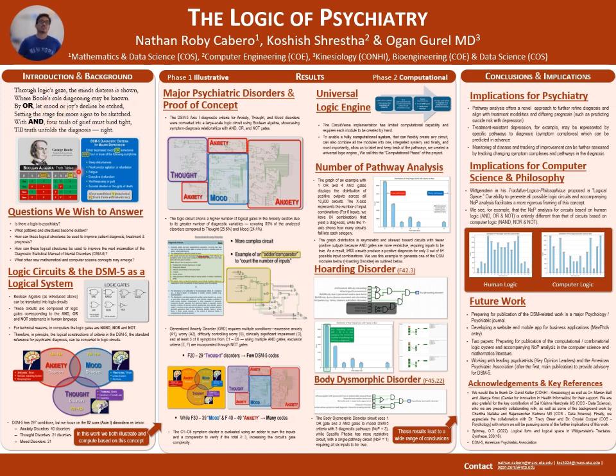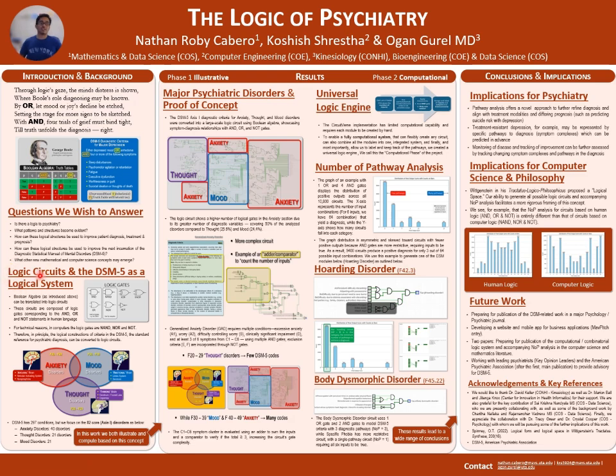When approaching a diagnosis, psychiatrists often refer to the DSM-5 as a checklist for symptoms to arrive at a certain diagnosis. We use those statements given to us by the DSM-5 to answer certain questions, such as, is there logic to psychiatry? What patterns and structures become evident? And how can these logical structures be used to improve patient prognosis and diagnosis?